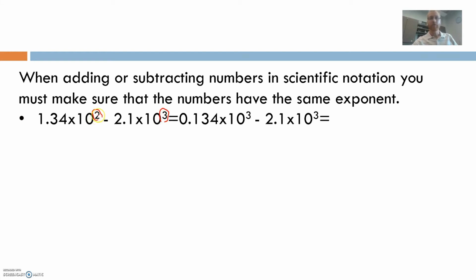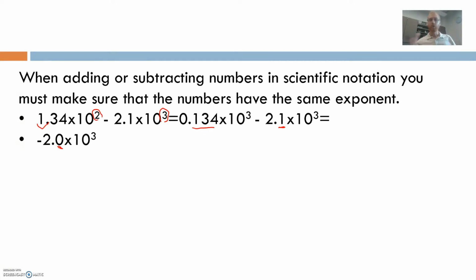Okay, so what we're going to do to change this 10 to the second to 10 to the third is move the decimal to the left one more place. So it's going to be 0.134 times 10 to the third minus 2.1 times 10 to the third. Okay, and then when you do the calculations, you can use that significant digit rule, where the least number of decimal places is how many decimal places you're going to keep. Okay, and the exponent is going to remain the same. So 0.134 times 10 to the third minus 2.1 times 10 to the third is negative 2.0 times 10 to the third, keeping one decimal place. Okay, so that's one place you got to be careful.